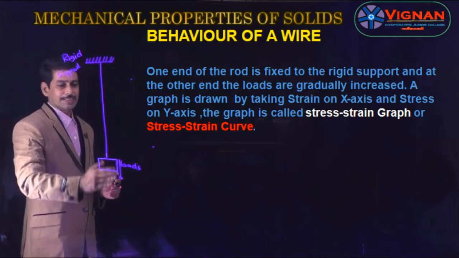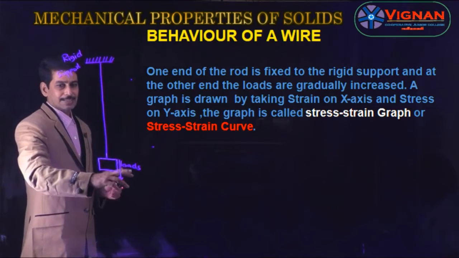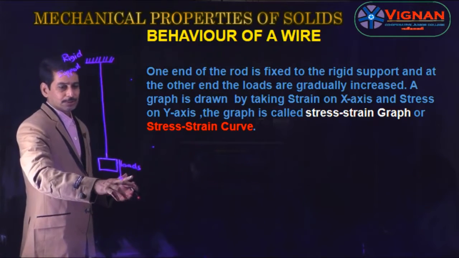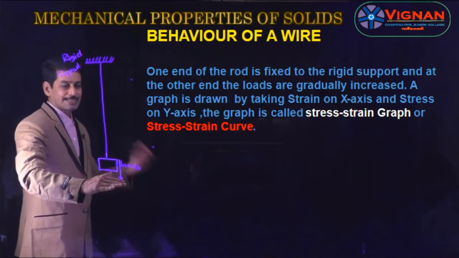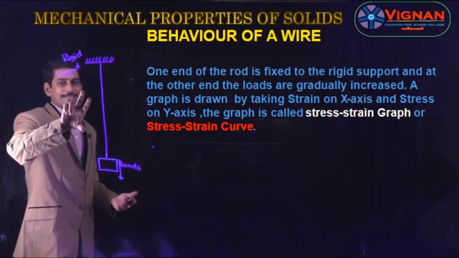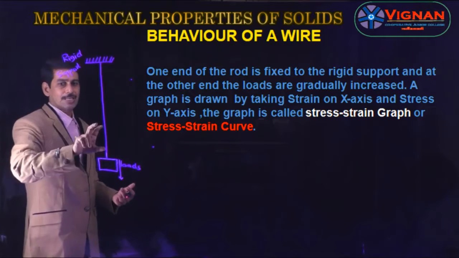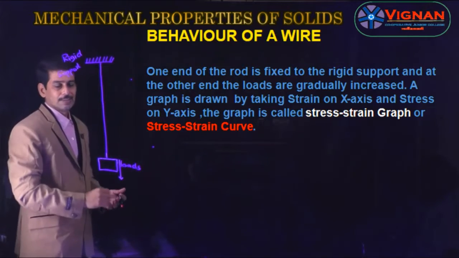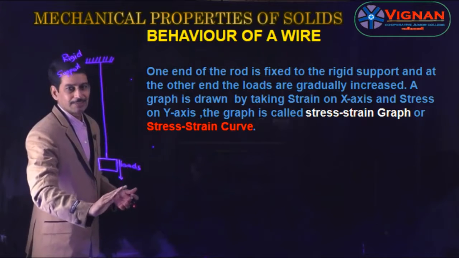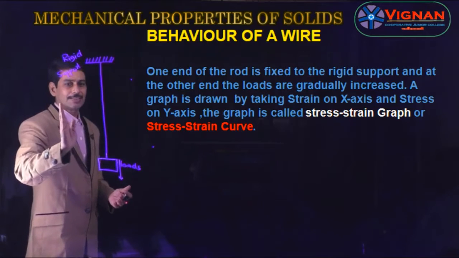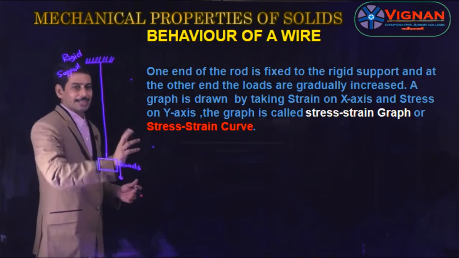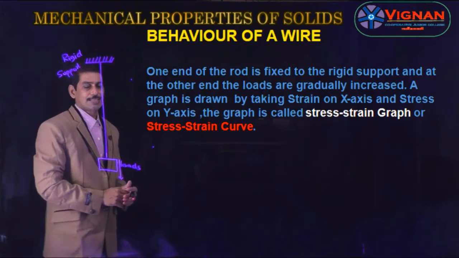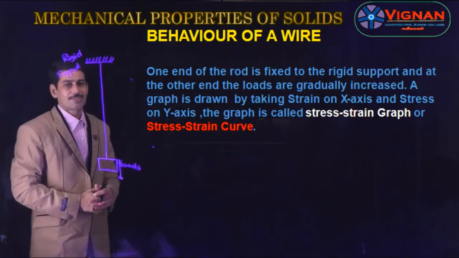Stress is nothing but force by area, and force is nothing but mg, the load. So by gradually increasing the loads, we are increasing the stress, and thereby there is an increase in the length of the wire. Strain is nothing but the increase in length by the original length. So whenever we increase the stress on the wire, there is definitely an increase in the strain. We draw a graph by taking strain on the x-axis and stress on the y-axis, and that kind of graph is called a stress strain graph.